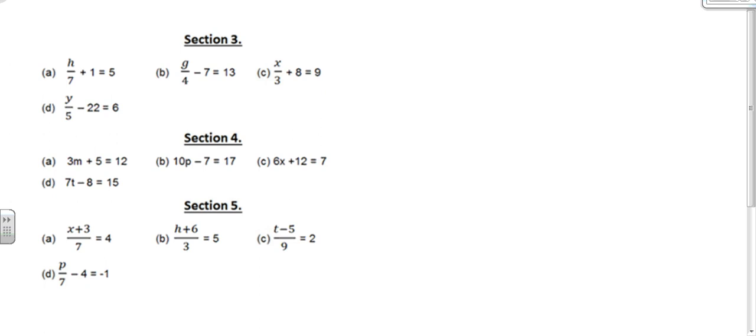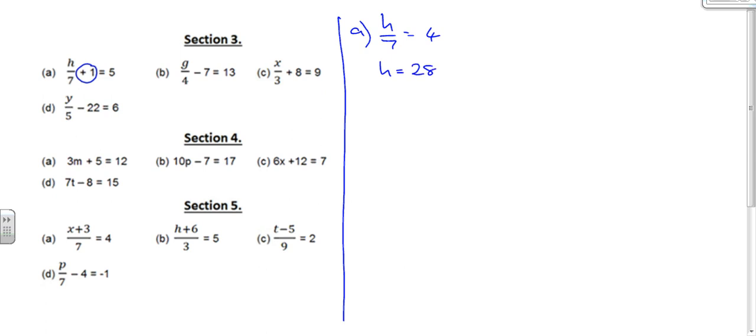So section 3, again, we start off by always getting rid of this plus or minus bit that's here. So for question A, we're going to get rid of the plus 1 by taking away 1. So we've got h over 7 equals 4. And then to get rid of the divided by 7, we multiply by 7. So we've got h equals 4 times 7, which is 28.